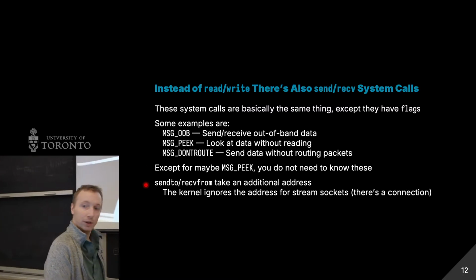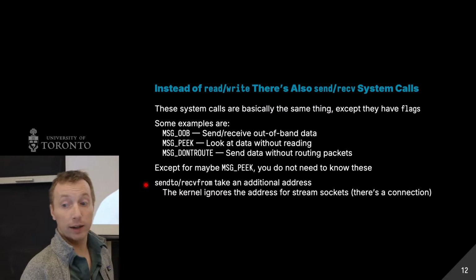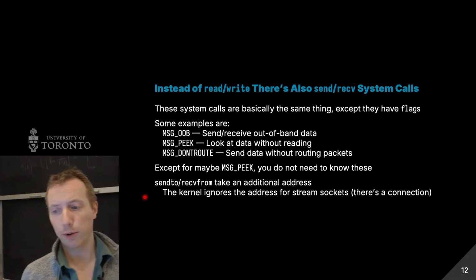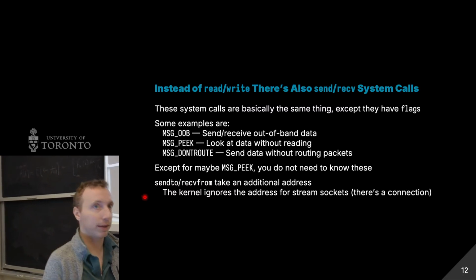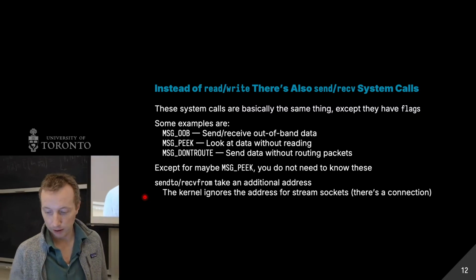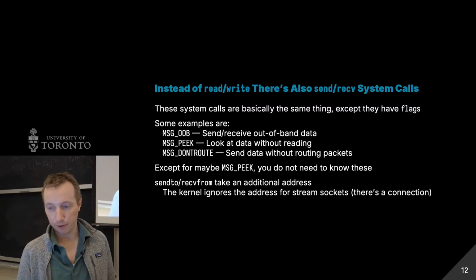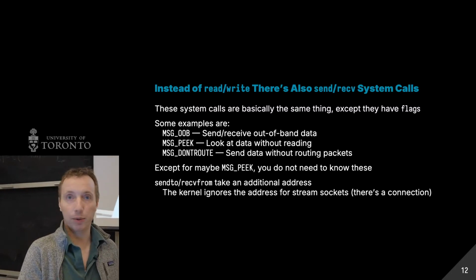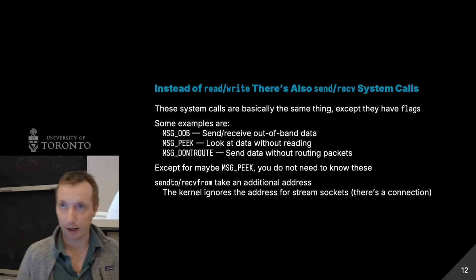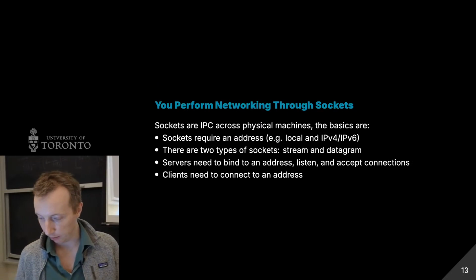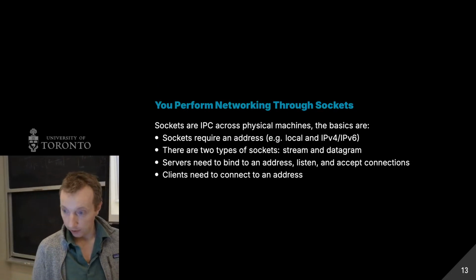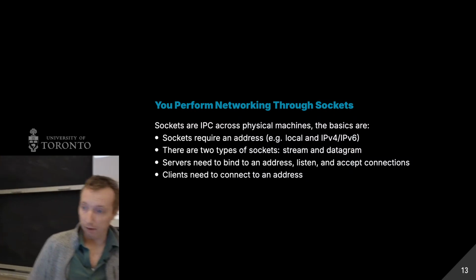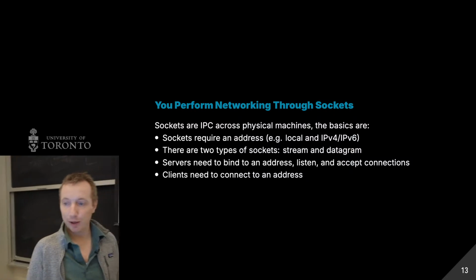There's also send to and receive from that take an additional address, and the kernel will just ignore that for stream sockets since there's already a persistent connection. But if you strace, like I strace ping before, I see send to and receive from, but they're basically the exact same thing as read and write. So it's kind of a prelude to your networking course.